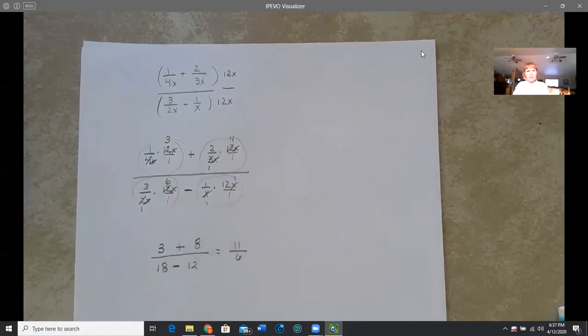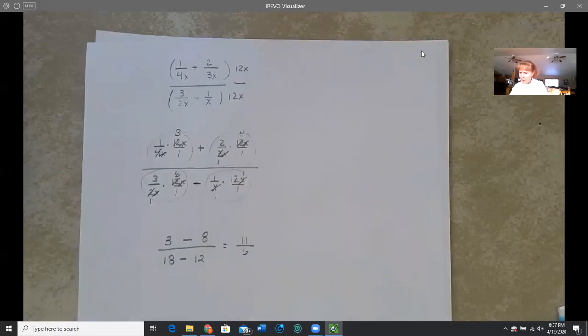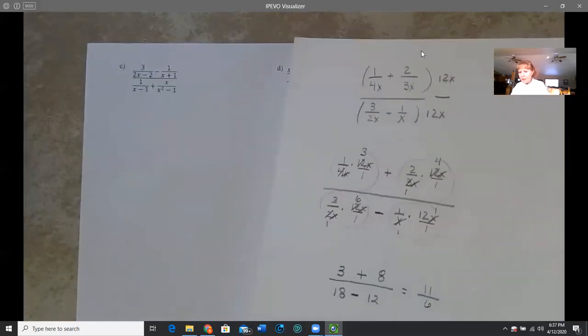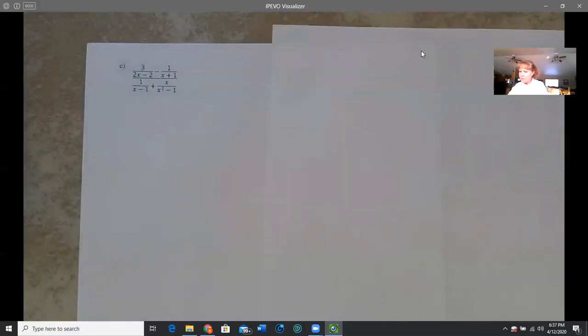So your answer is 11/6. Okay. So again, find your least common denominator, multiply every term by that least common denominator, and then reduce and simplify. All right, well, let's look at another one that might be a little bit more difficult.